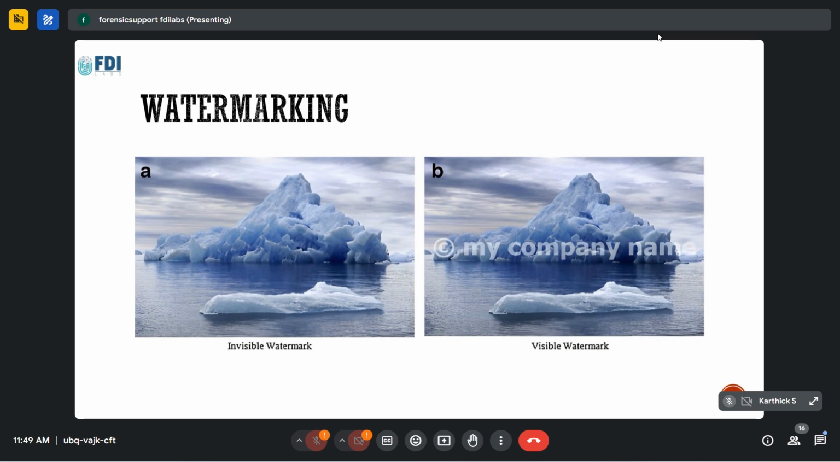And these are the two types of watermarking: one is invisible watermarking and another one is visible watermarking.